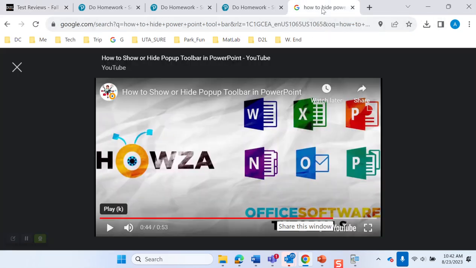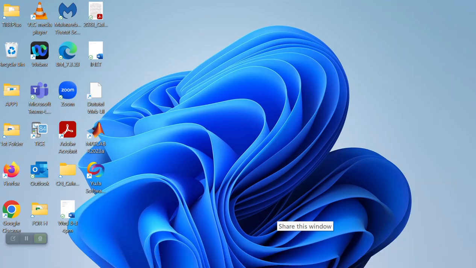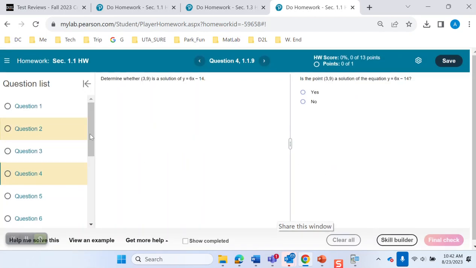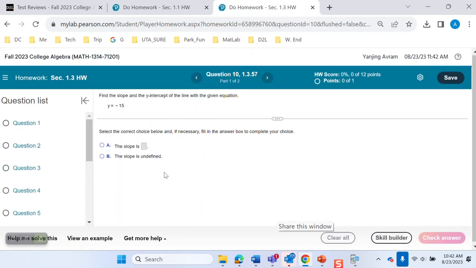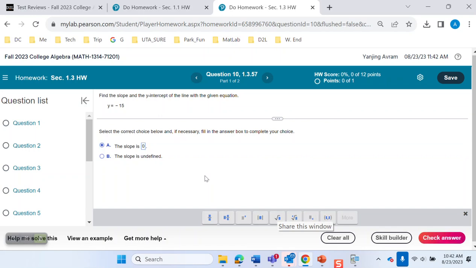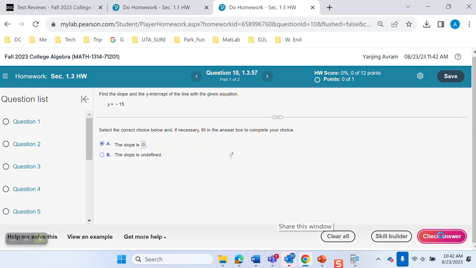All right, let's just look at one of the questions we have. So number 10 here: find the slope and the y-intercept for this equation. We have y equals negative 15. How much is the slope? We don't have an mx plus b, so what's the slope here? Nothing, just 0? 0. 0 is the slope. Sometimes it's undefined, but y equals negative 15 is defined, right? So slope is 0. You can check your answer.